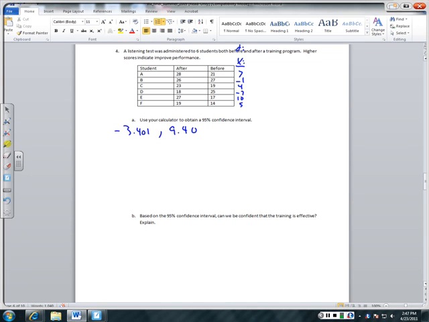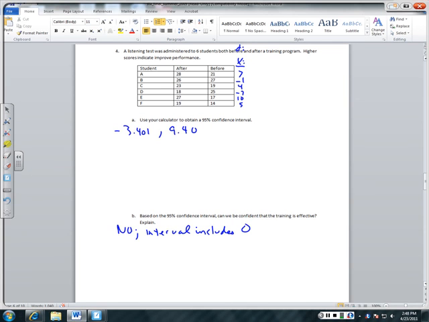Oh well. So anyway, based on that interval, can we be confident that the training is effective? No. The interval includes 0.